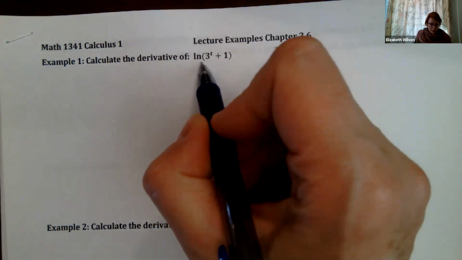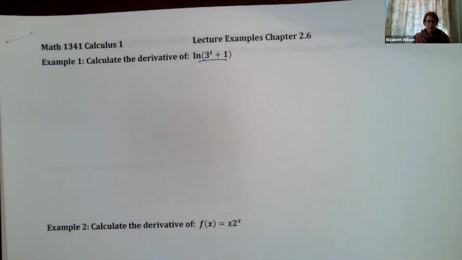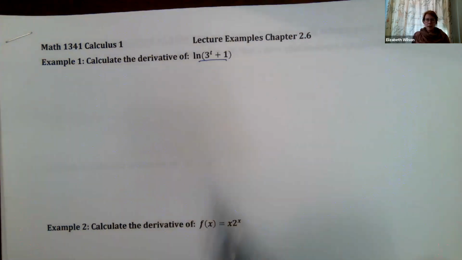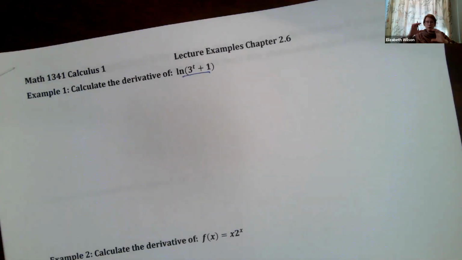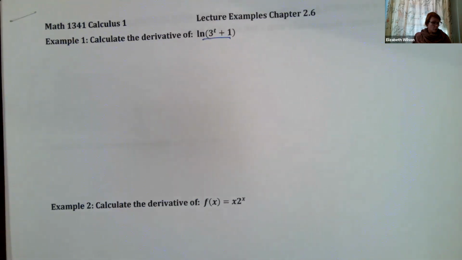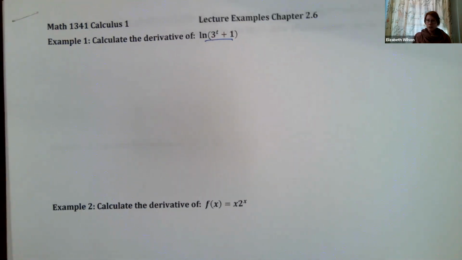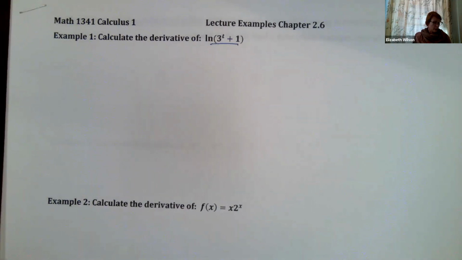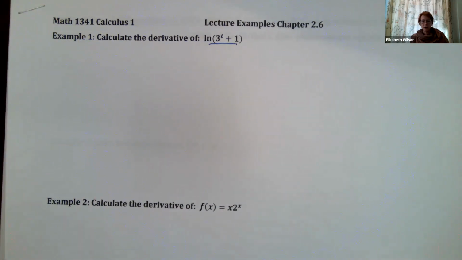All right, so I want to calculate the derivative of natural log of 3 to the t plus 1. First off, remember, I cannot distribute my natural log to all these terms inside. It's a natural log of this whole block. So I like to think of these using substitution of variables. It helps me keep track of what I need to do. You don't have to. You could just jump right in and give the derivative, but it can help you keep track of what you need to be thinking about.